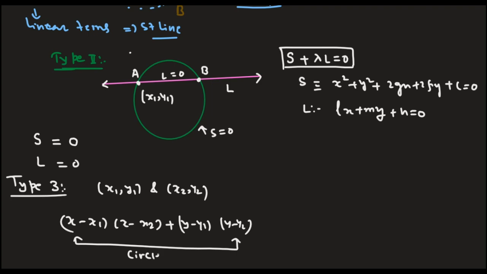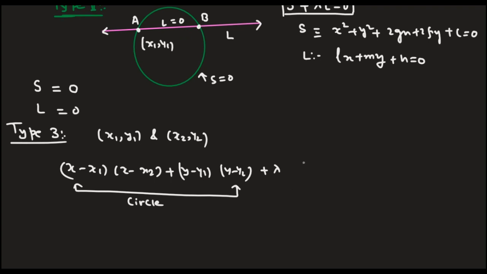So it is the circle we have now, plus lambda times L. L is the equation of the line which we can form with the help of these 2 points. So it is nothing but the determinant with rows x, y and 1; x1, y1 and 1; and x2, y2 and 1, which is equal to 0. So here also lambda is the parameter. So the family of the equation of the circle passing through the 2 points x1 y1 and x2 y2 we can write in this way.